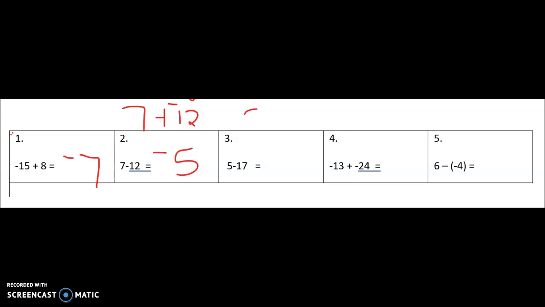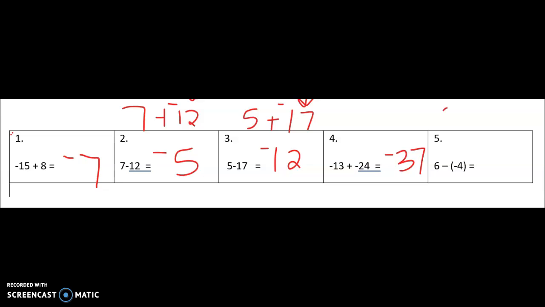5 minus 17, keep, change, flip. Unlike signs, subtract, 17 minus 5 is 12. Take the sign of the larger looking one, which is negative. Negative 13 plus negative 24, like signs, add. I get 37. Take the sign, negative 37.